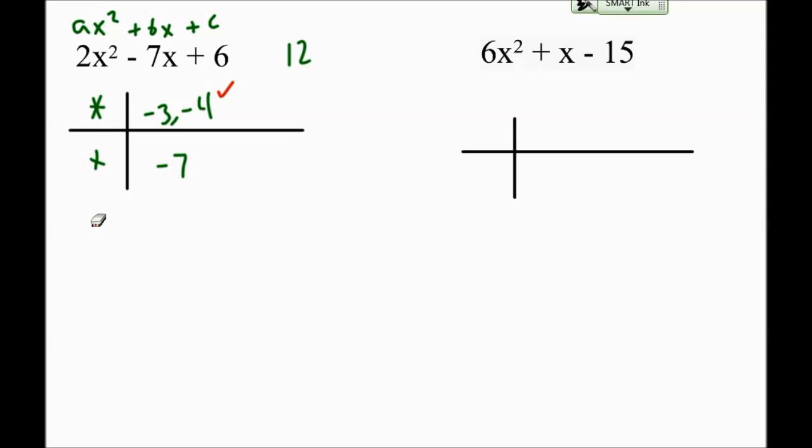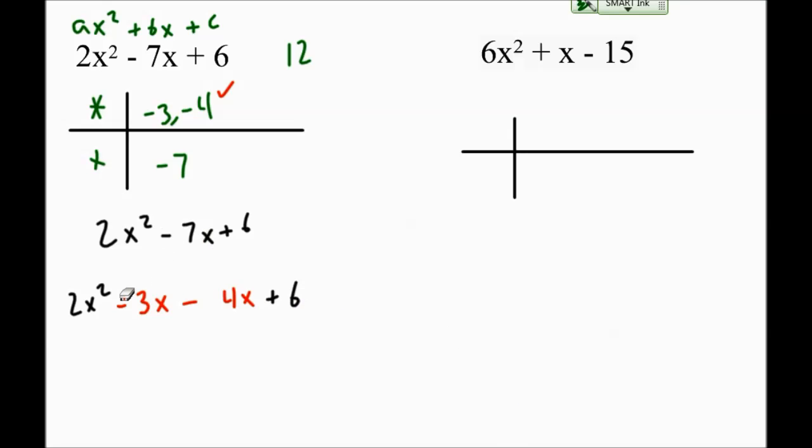So what I'm going to do now is take this polynomial. Oops, let's fix that. That should be a 7. 2x squared minus 7x plus 6. I'm going to rewrite it. I'm going to split the middle. So 2x squared minus 3x minus 4x plus 6.